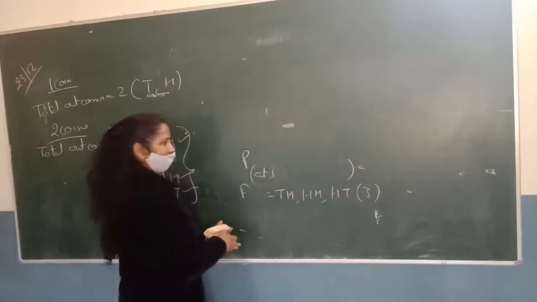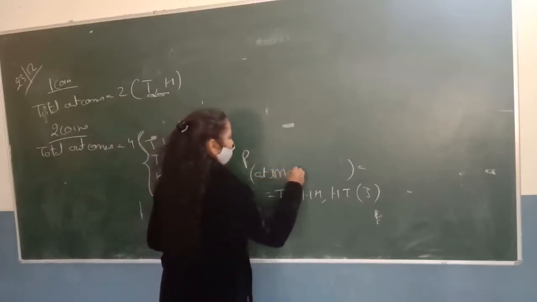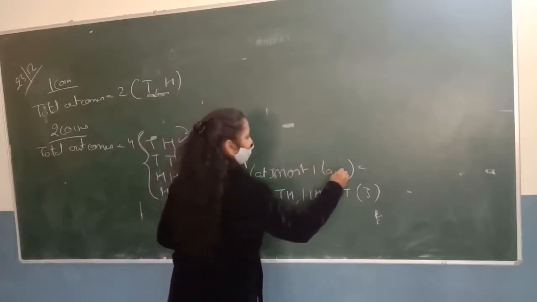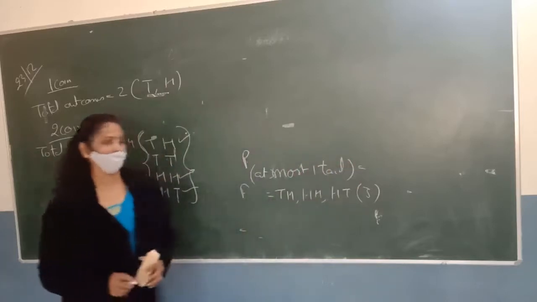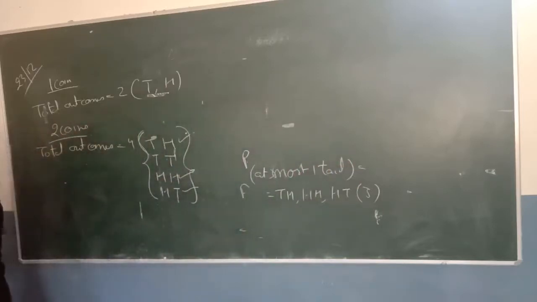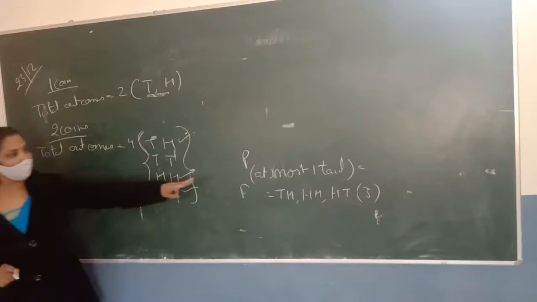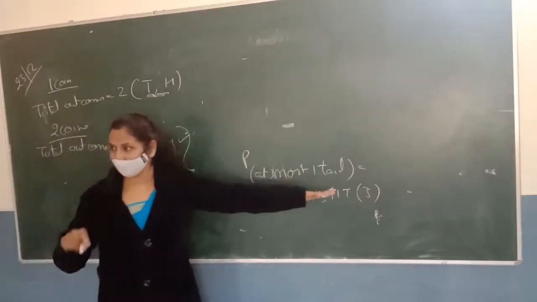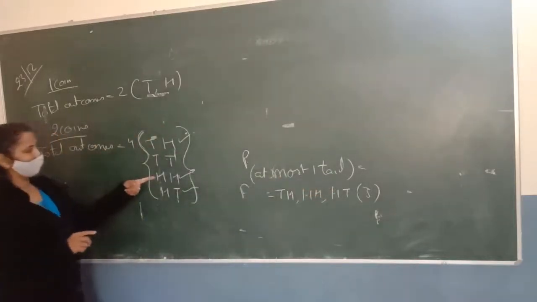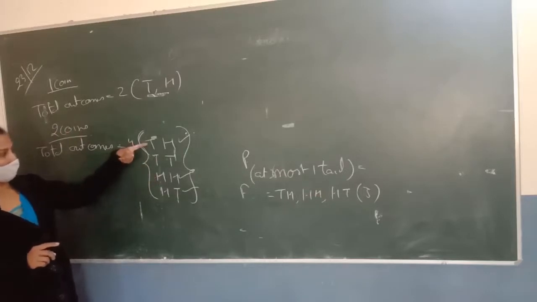At most 1 tail. At most 1 tail. What is the meaning of this one? मतलब एक ही होना चाहिए, एक से ज्यादा नहीं. Maximum एक हो. Maximum एक होगा मतलब 0 भी काउंट हो गया इसमें. So there will also be 3. So 0 tail will also be counted here. कितने, 0 tail यहाँ आ गया, 1 tail यहाँ आ गया, 1 tail यहाँ आ गया.